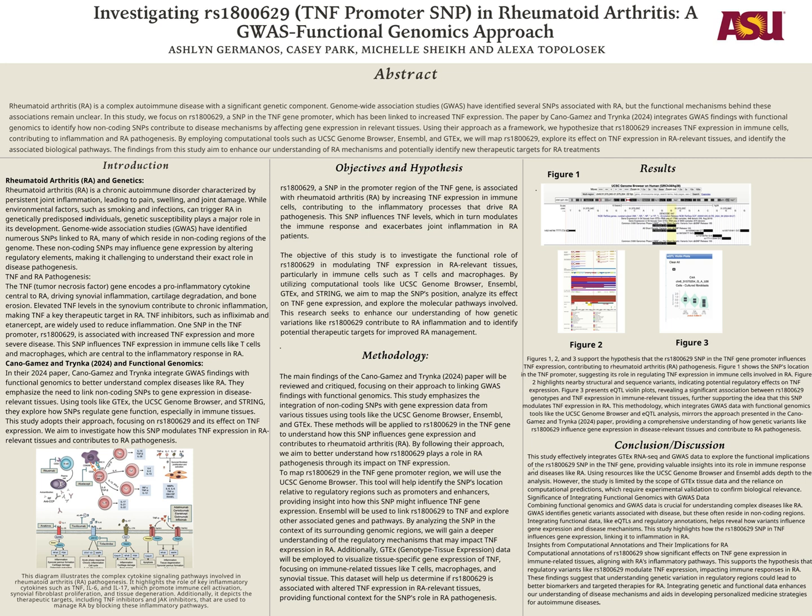The SNP we focus on today, RS1800629, is located in the promoter region of the TNF gene, which encodes tumor necrosis factor alpha, a key pro-inflammatory cytokine involved in RA. Elevated TNF levels contribute to inflammation in RA, and TNF inhibitors are used as a therapeutic strategy to reduce inflammation in patients.